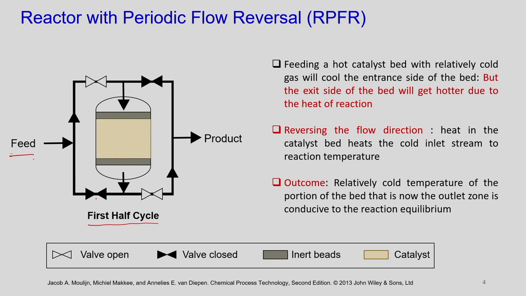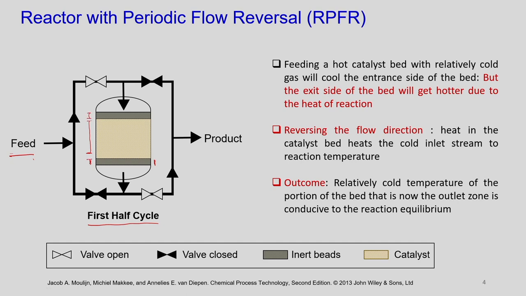You are familiar with these; these are valves. When it is bold, it is closed. When it is without bold, it is open. So, this is valve open, valve closed. Then this part is the inert bed, and then there is the catalyst bed in here. This is the catalyst bed. So, you have inert bed, then catalyst bed, then inert bed.